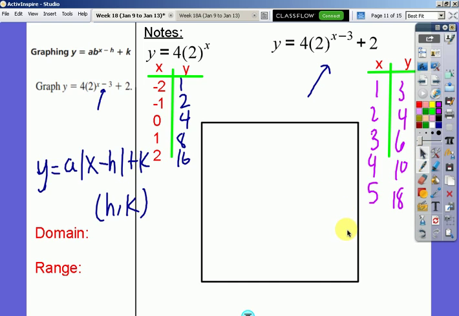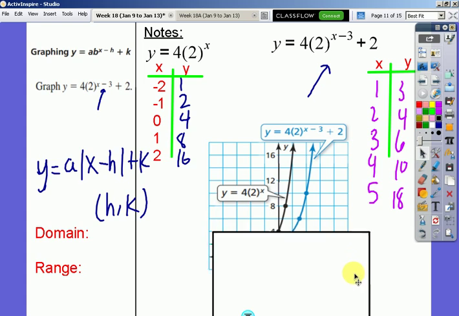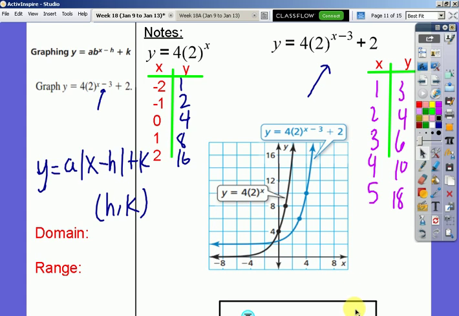Now, when you graph it, let me show you the graph. You can see the difference in the blue. So we knew right away with our original function without any shifts, we had 0, 4 as that intercept. And that 0, 4 changed to 3, 6. And 3, 6 is right here. So you see how that shifted over and up? And that's what's happening. Does that make sense?